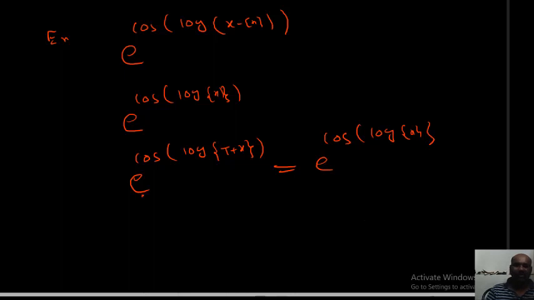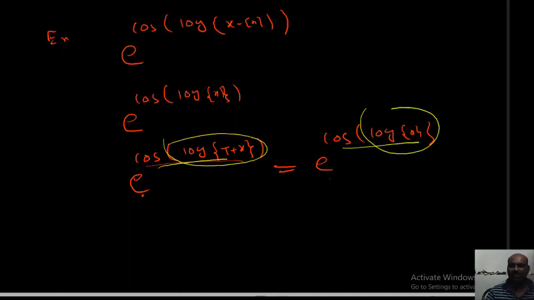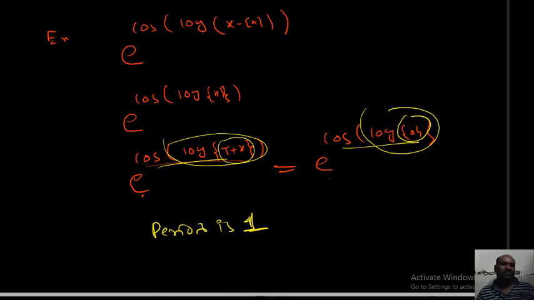Observe here, these two should be equal. I will change the color. These two should be equal. Next, these two should be equal. What is t? 1. Therefore the period of this function is also 1 only. Don't confuse. Important model.